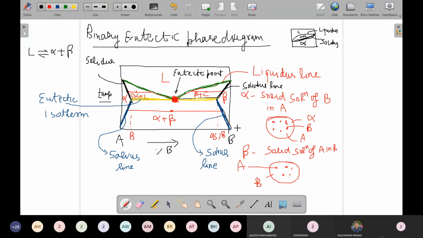So tie line is used for the calculation of composition of phases, and for calculating the amount of phases present in the system, we use lever rule. So the same concept can also be applied over here in order to find the composition and the amount of phases present.